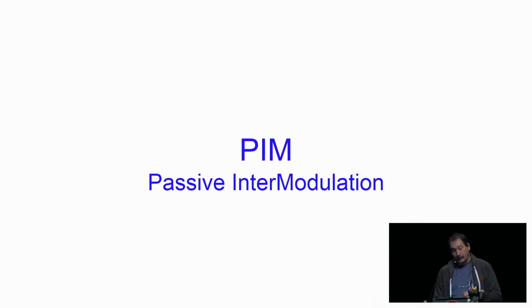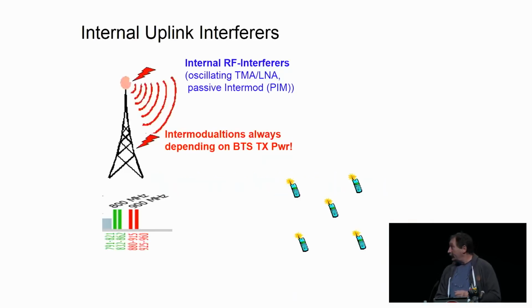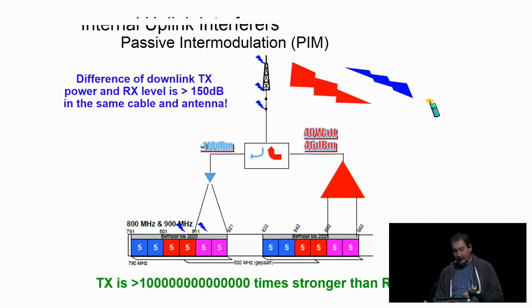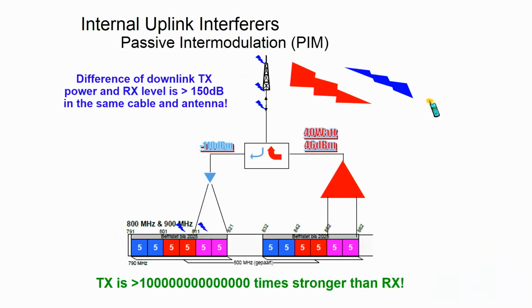Another topic is passive intermodulation, PIM. It has occupied me for the last 25 years. It's inside the antenna. It happens because these days we almost always have only one antenna which sends and receives.